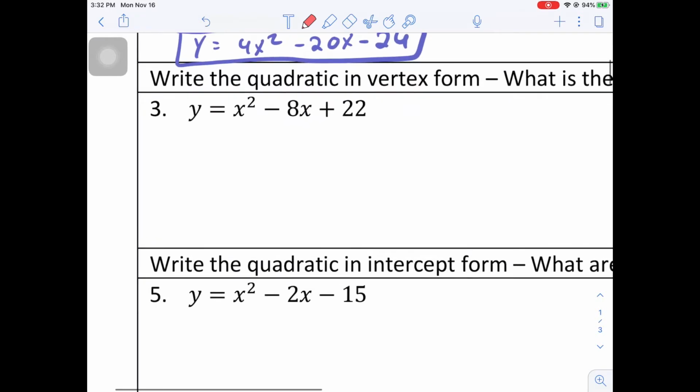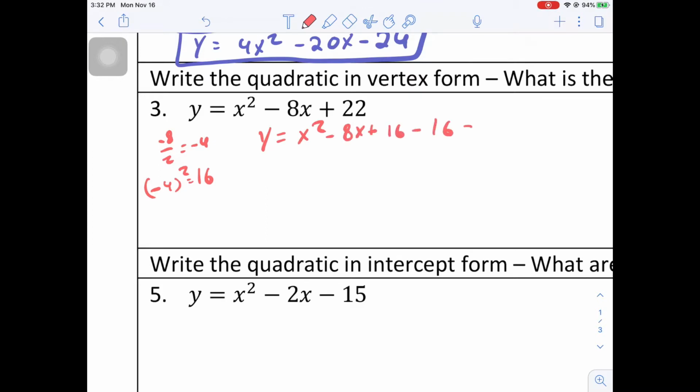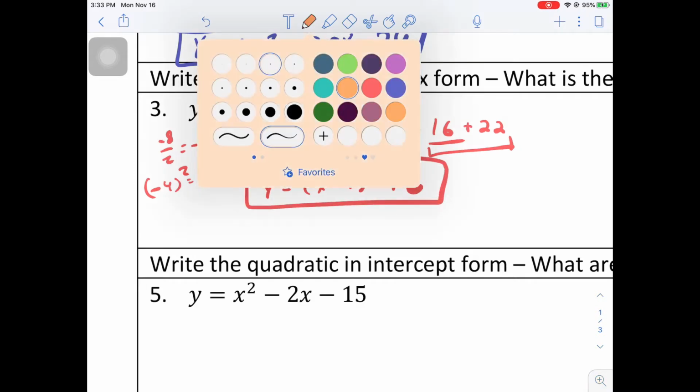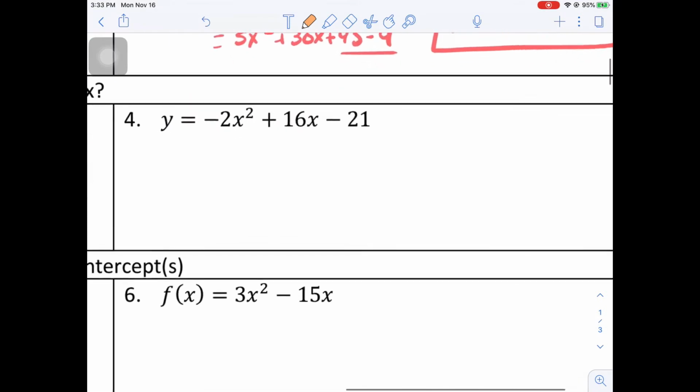Next it says write the quadratic in vertex form. What is the vertex? So we need to complete the square. A is already 1, so we take b, we cut it in half. That gives us negative 4. We take negative 4, we square it. That gives us 16. So y is equal to x squared minus 8x plus 16 minus 16 plus 22. And then now we have a perfect square trinomial. So y is equal to x minus 4 squared, negative 16 plus 22. Oh gosh, what is that? 16 and 22, that's going to be positive 6. And that's all you'd have to do.